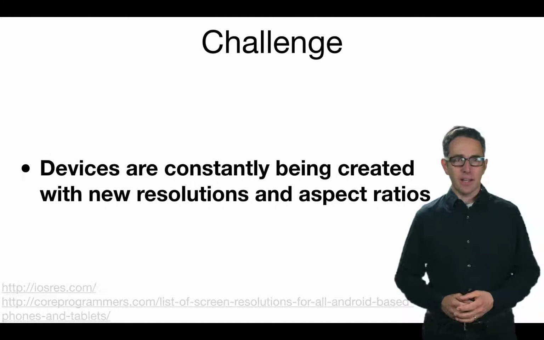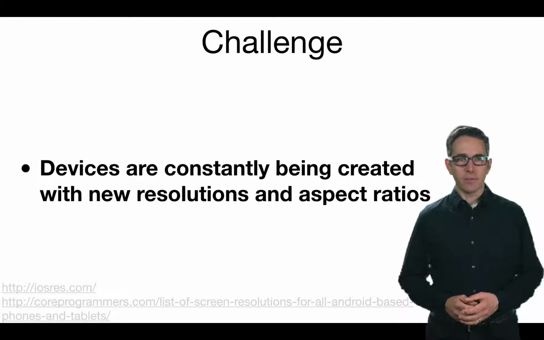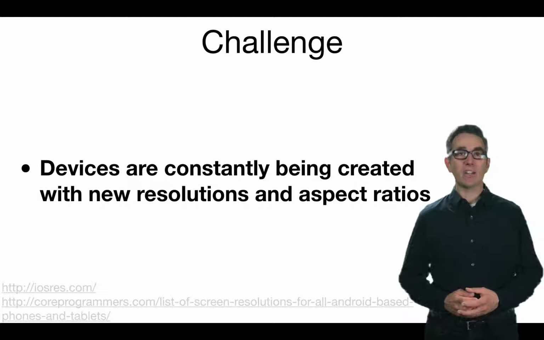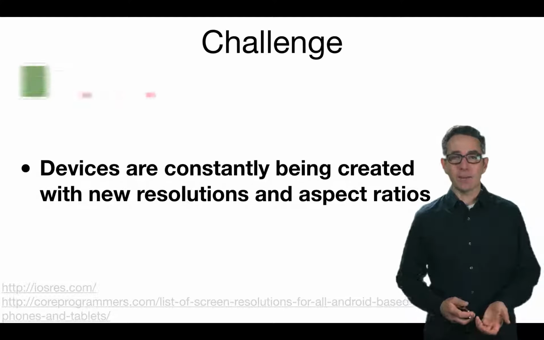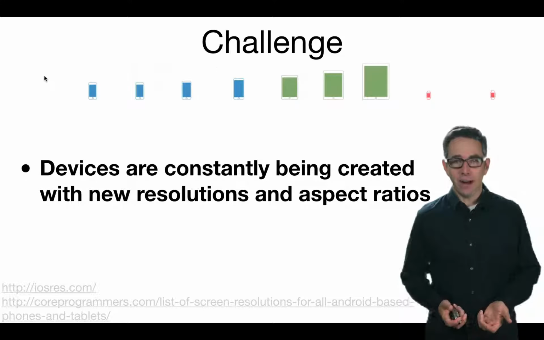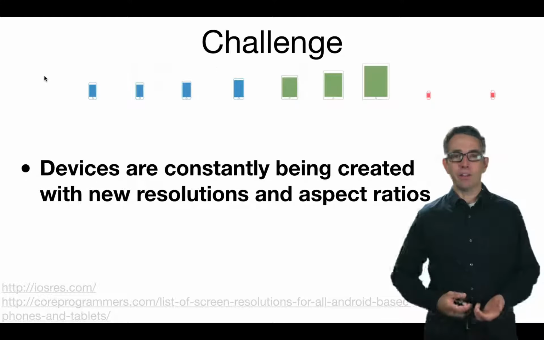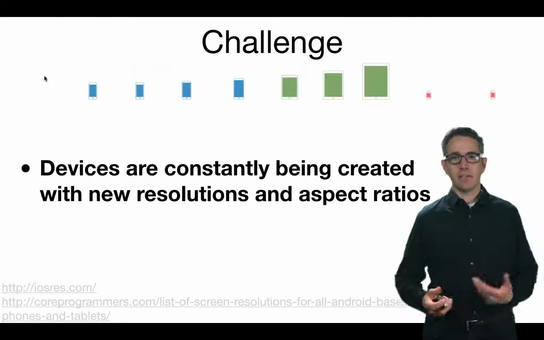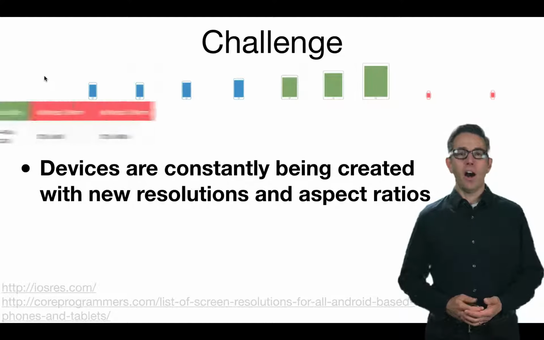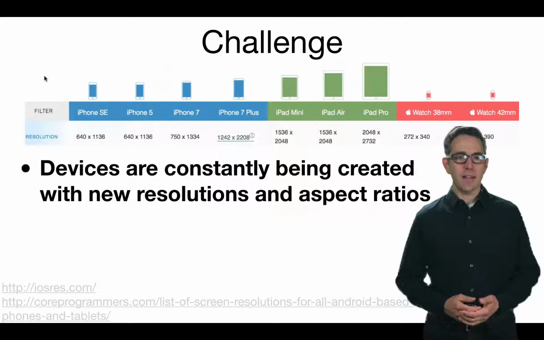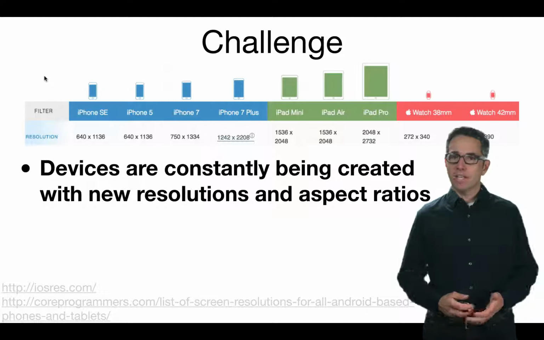Now, a challenge that we run into here, and the reason why there's a problem, is that devices are constantly being created with new resolutions and aspect ratios. So think about the entire iPhone lineup. The iPhones, the iPhone 7 Plus, the incoming iPhone 8, the tablets, the iPads, and the watches. All these different resolutions and different pixels, aspect ratios. Designing a website that looks good on all of them is challenging.